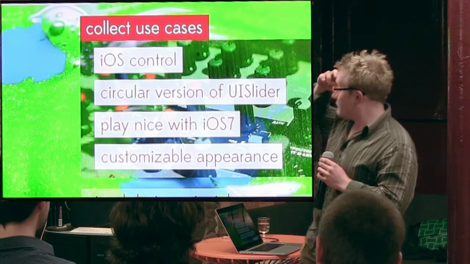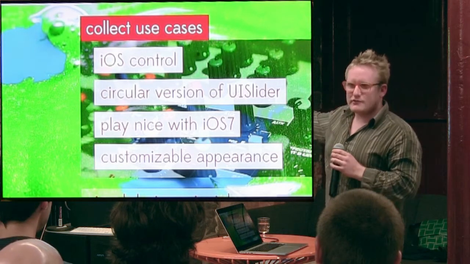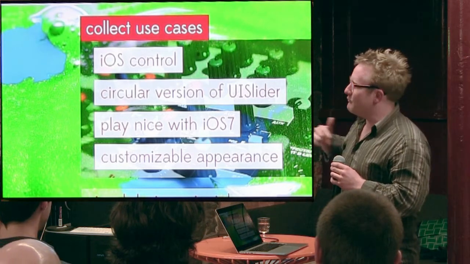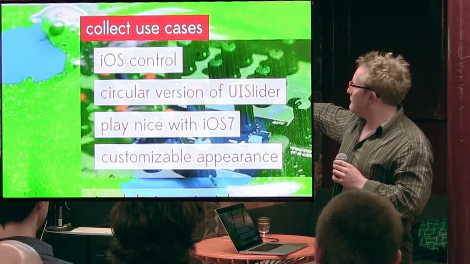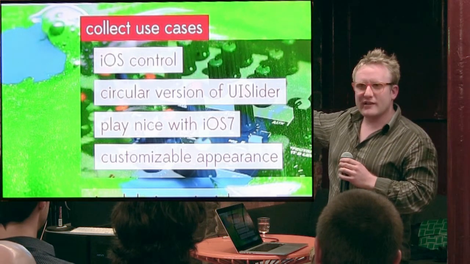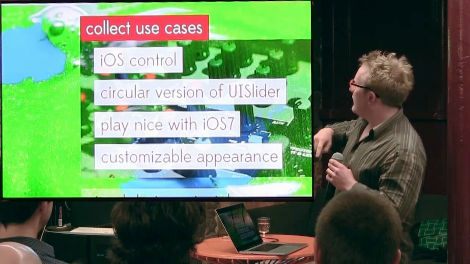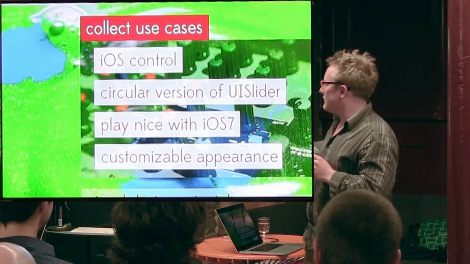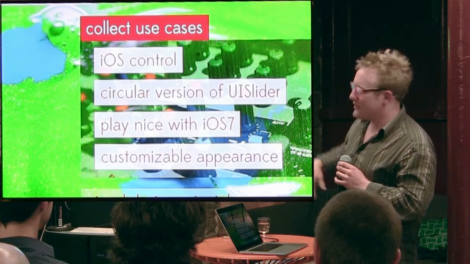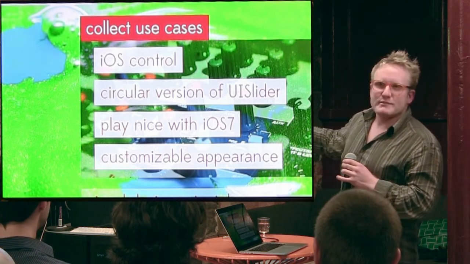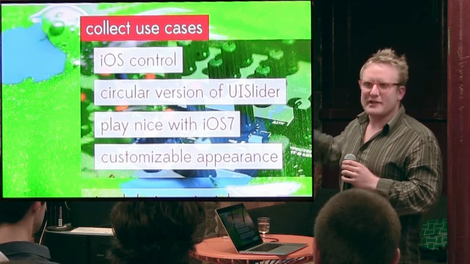So for example, with the knob control I was talking about, it's going to be an iOS control. This is because I'm primarily an iOS developer. I've set a circular version of the iOS slider, so that's just the single slider thing, but I want a circular version. It's got to play nice with iOS 7, just because, and it's got to have customizable payloads. Now these aren't really very specific, and if you were actually building something, you'd want a bit more detail.